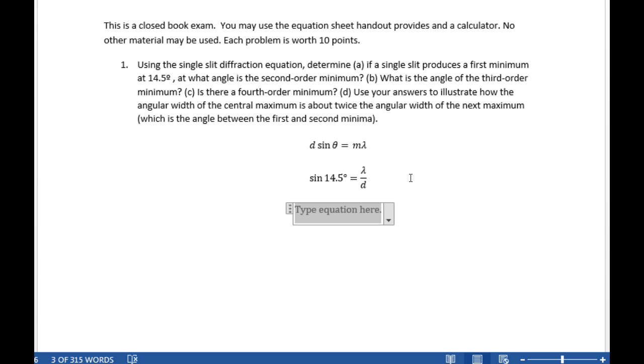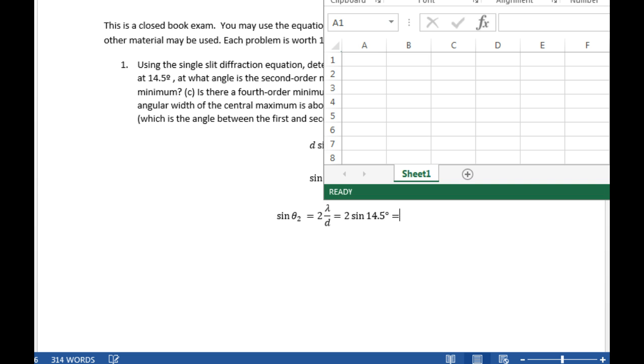So we can put in here, what is the second order minimum. So sine of the second order minimum is 2 times lambda over d, is 2 times sine of 14.5 degrees. So what is 2 times the sine of 14.5 degrees? Well, first let's get the sine of 14.5 degrees, which is 0.25038, and so 2 times that is the sine of theta 2.